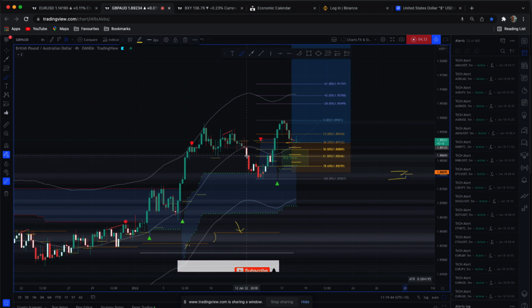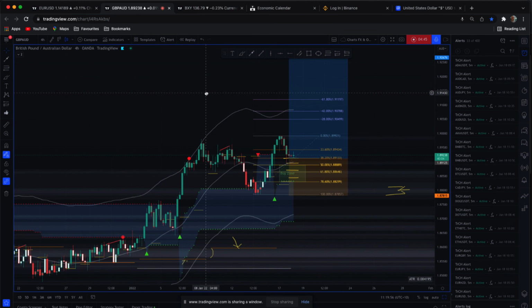Stop loss under or in here. I mean, you could extend your stop loss a little bit further if you wanted to go out the other side of that potentially. If you're going for a higher time frame like a daily, then go under this low here, and that's your level.